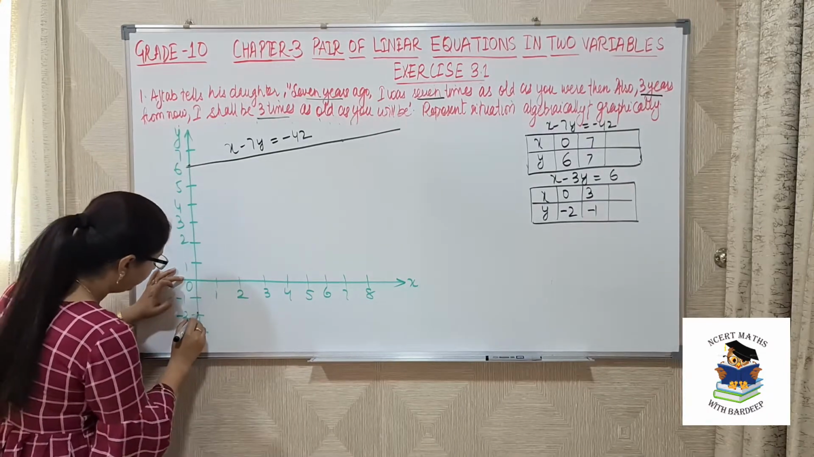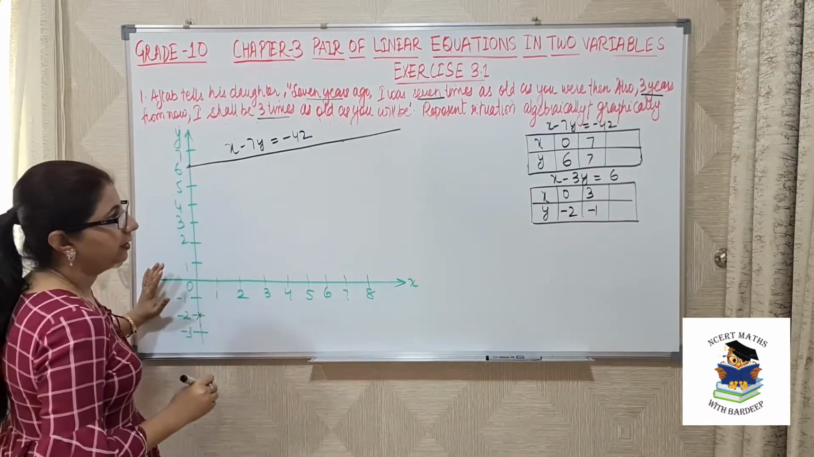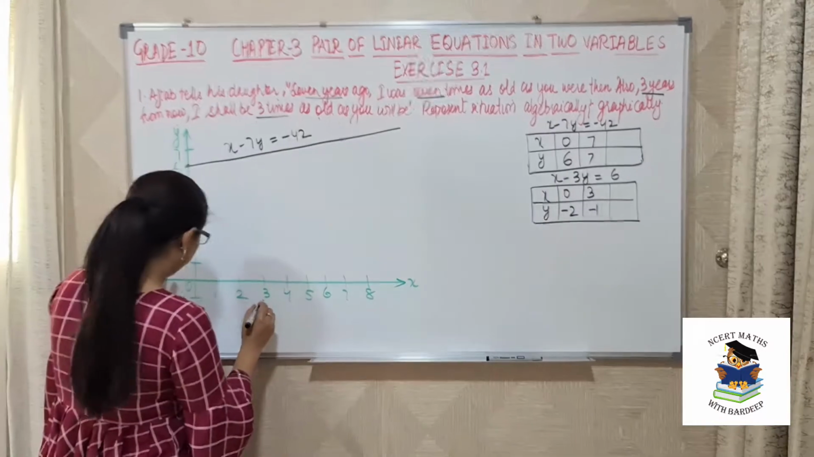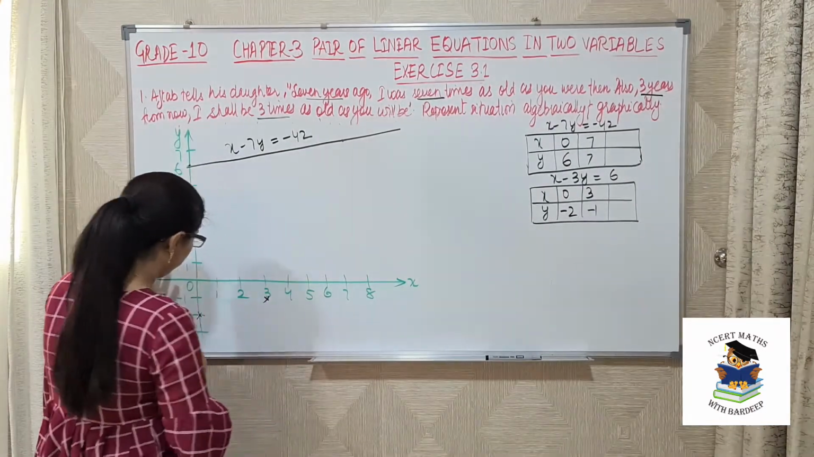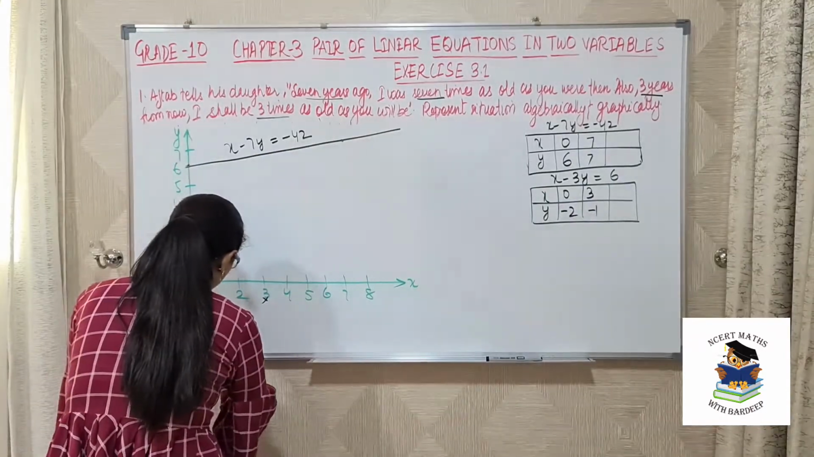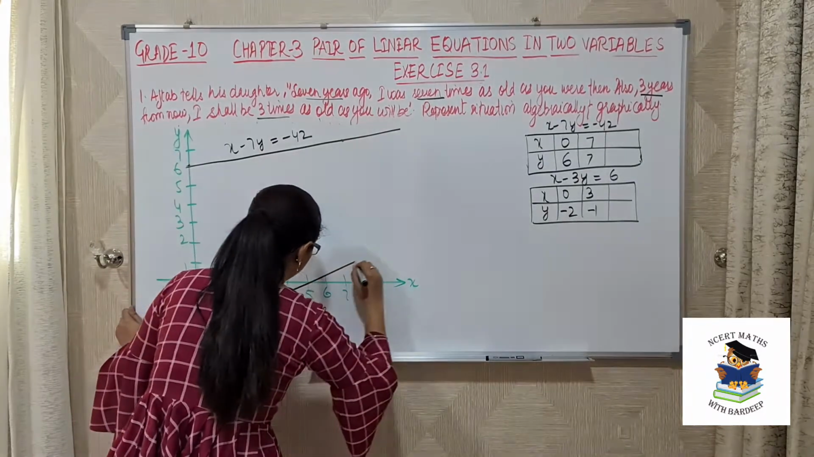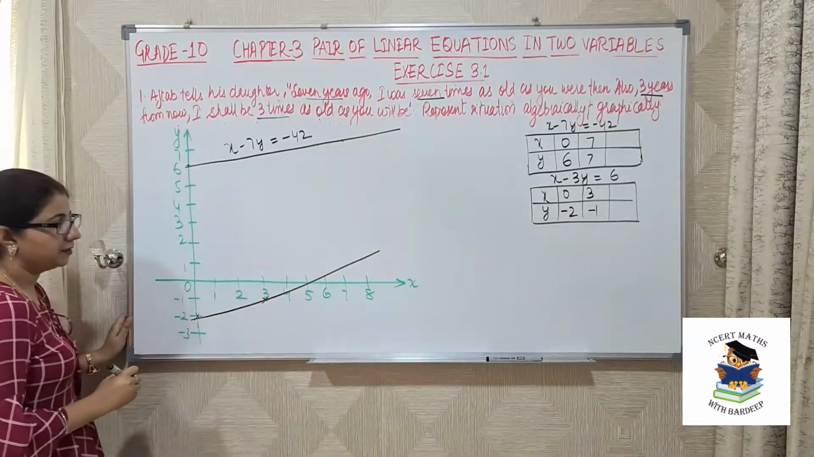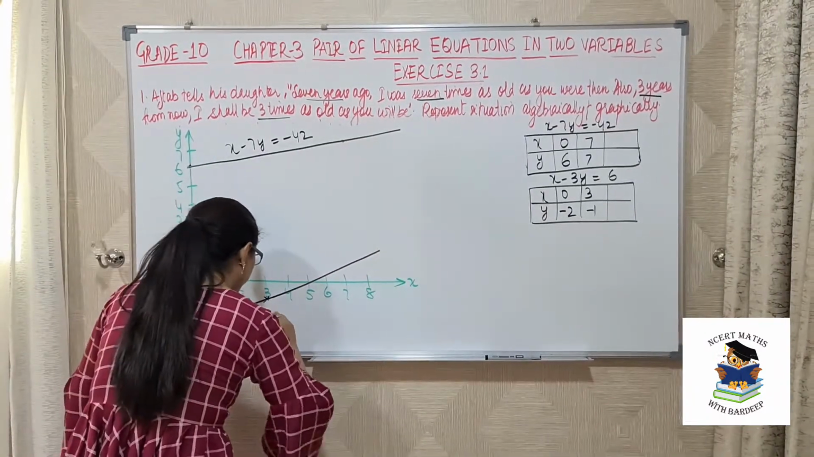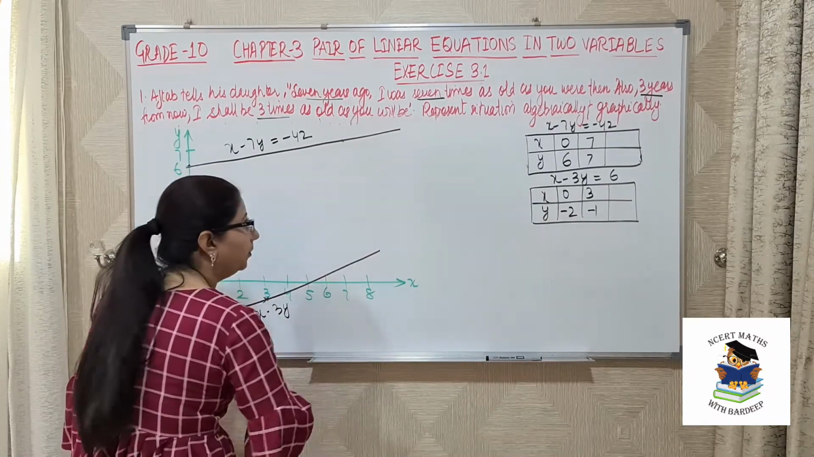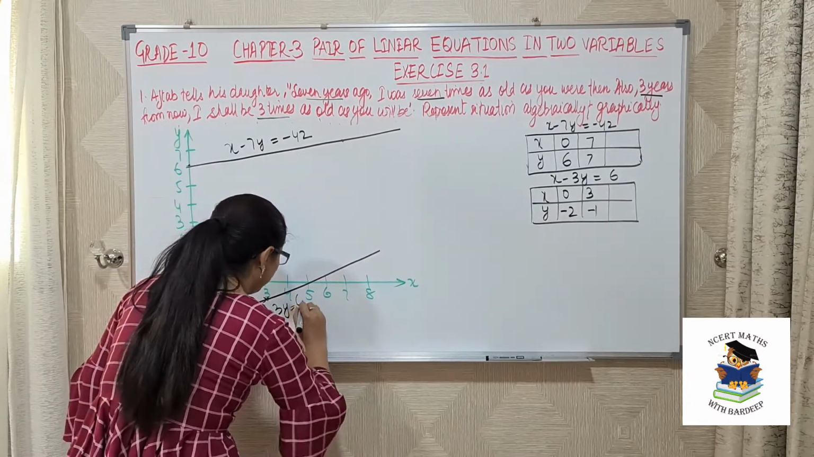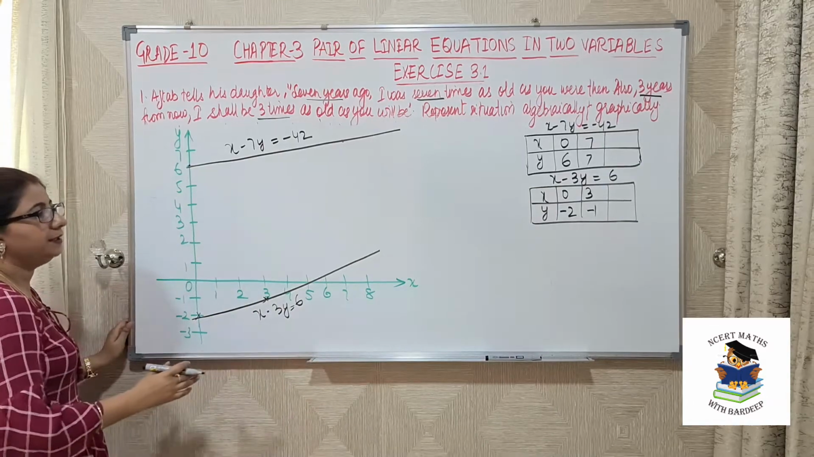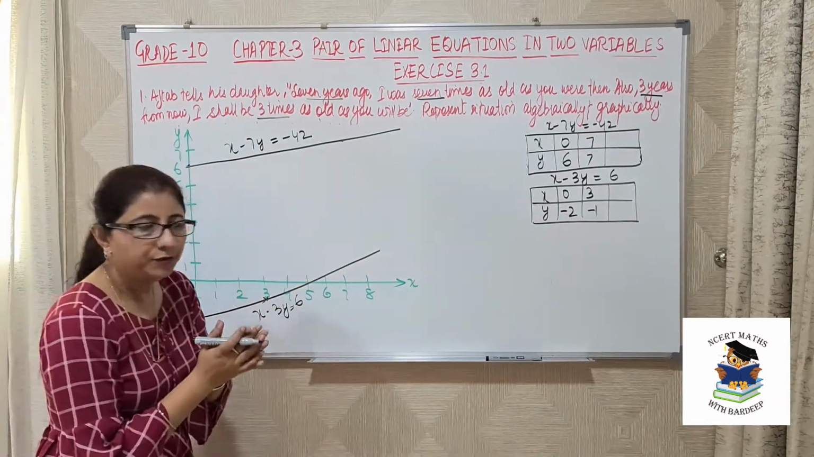Okay, so now our second equation. The coordinates are 0, minus 2. For 0, y is minus 2, this point. Then for 3, it is minus 1. So this thing. Again we will join and extend them. Something like this. Okay, write the equation above. So this is representing the situation graphically.